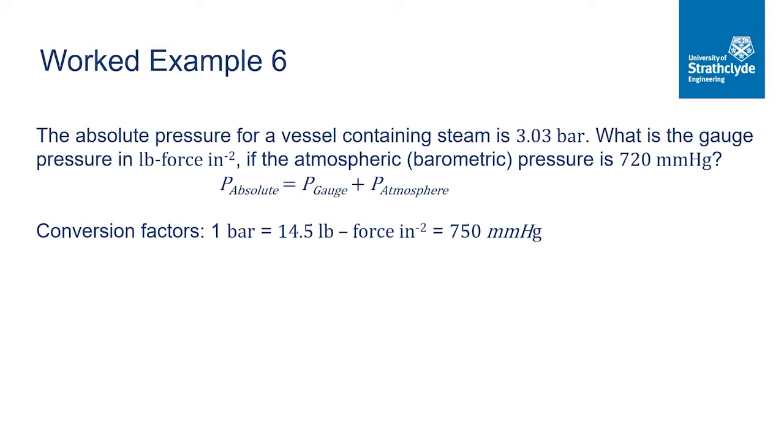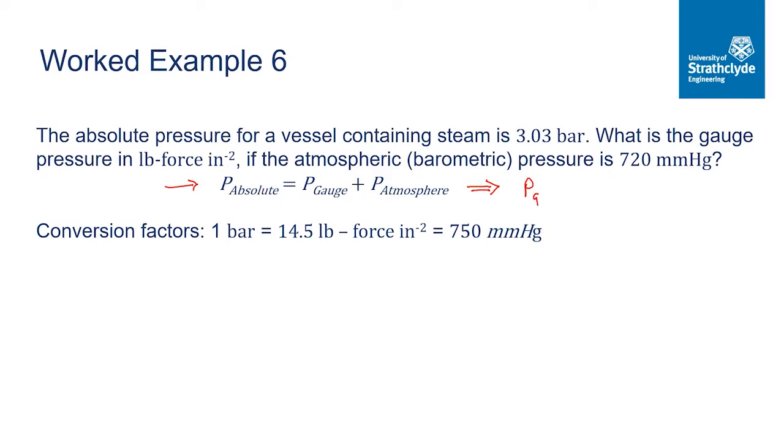In this question, we're asked to determine the gauge pressure in pound force per inch squared if we know our absolute pressure as 3.03 bar and our atmospheric pressure as 720 millimeters of mercury. So to determine our gauge pressure, we're going to use this equation shown. But what we will do is we'll actually go ahead and rearrange it for the gauge pressure.